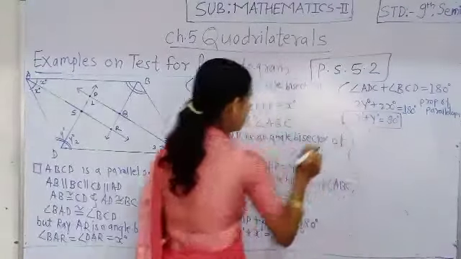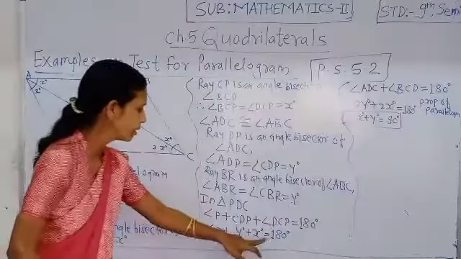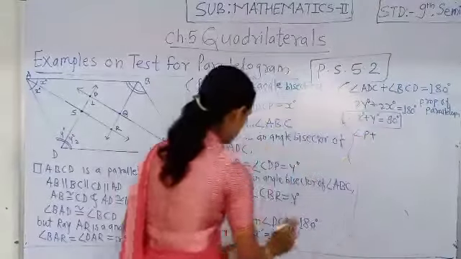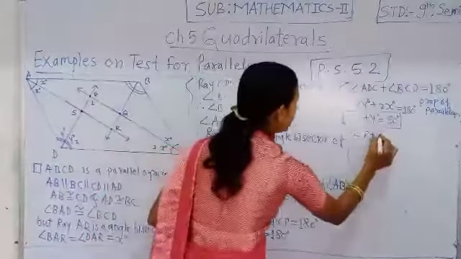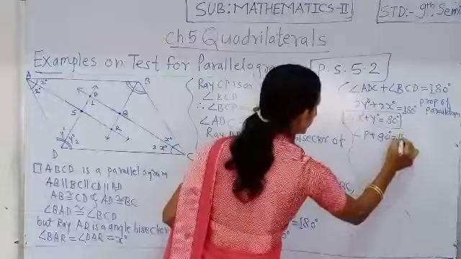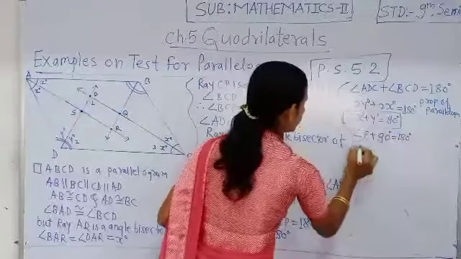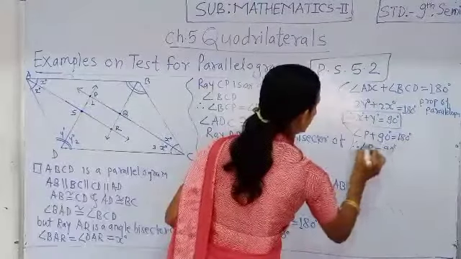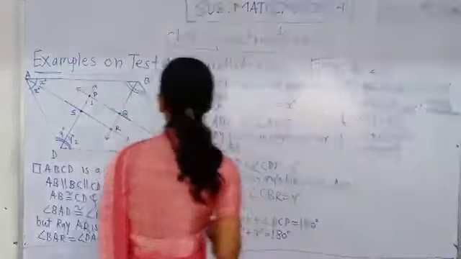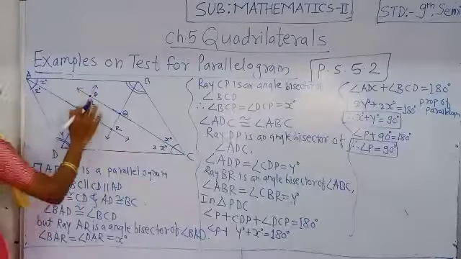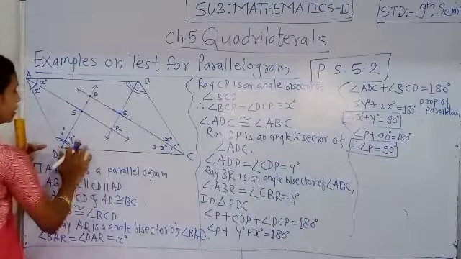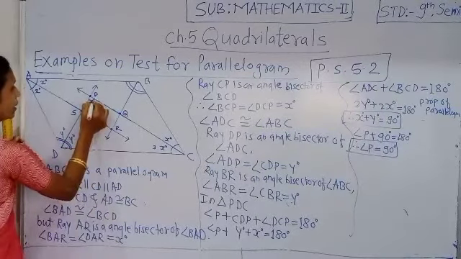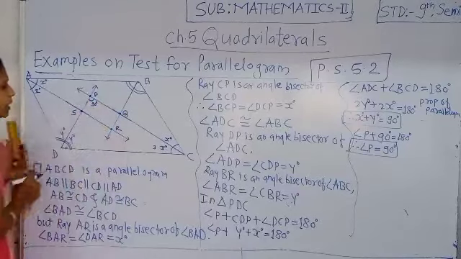Then putting the value of x plus y degree, 90 degree, in this equation, therefore angle P plus x plus y degree, that is of 90 degree, is equal to 180 degree. Therefore angle P is equal to 90 degree. Then see here in triangle PDC, angle P becomes 90 degree.